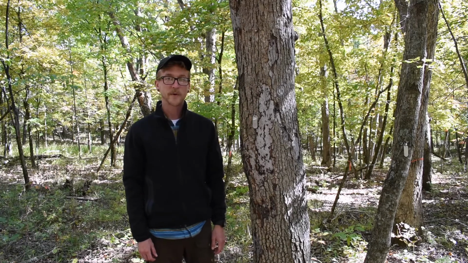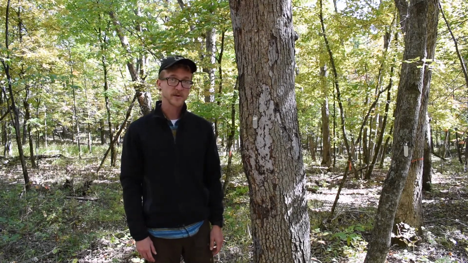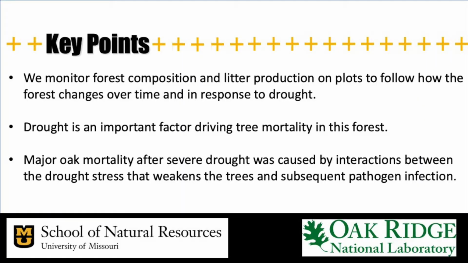Hopefully you now know how we track the life of our trees in this forest, but before we go, I'm going to summarize a few key points for you. We monitor forest composition and litter production on plots to follow how the forest changes over time and in response to drought. Drought is an important factor driving tree mortality in this forest. And major oak mortality after severe drought was caused by interactions between drought stress that weakens the trees and subsequent pathogen infection.